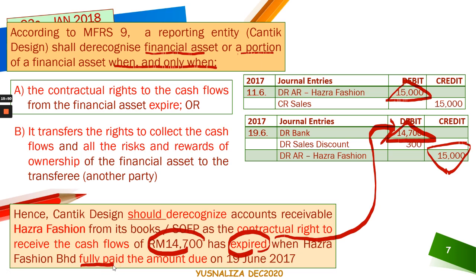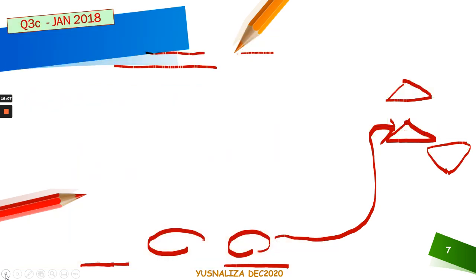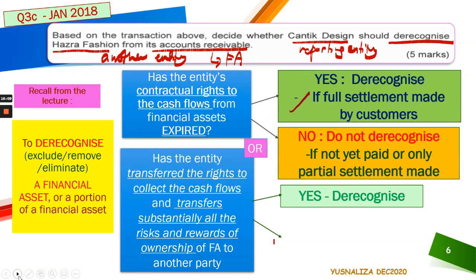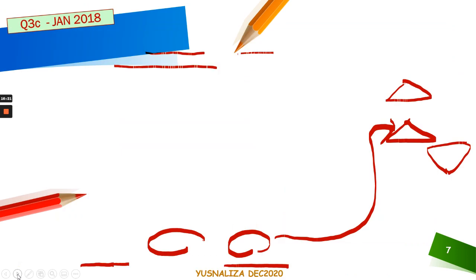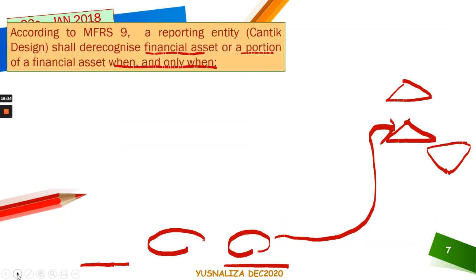If, let's say, what was paid was just 10,000, it was not yet expired. So that happened on the 19th of June because they fully paid. If it is not fully paid, it does not expire. So you can make use of this diagram that I have shared with you. You can see this again, maybe save it as yours. You can use this diagram as a decision diagram.